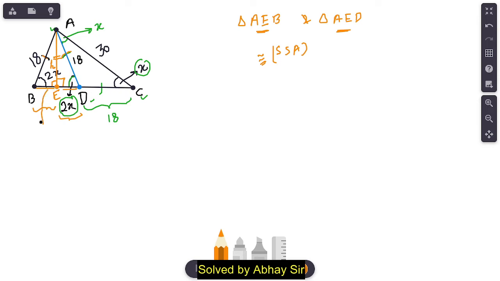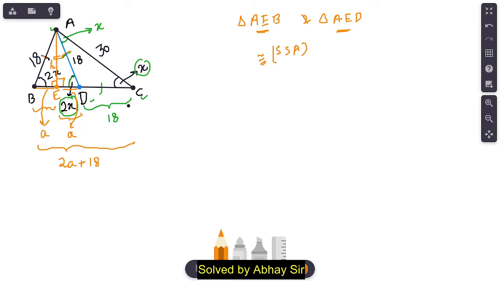So let this side be equal to a. This side will automatically be equal to a. So the complete base length is 2a plus 18. It's very simple. We know that in an isosceles triangle, a perpendicular drawn to the non-equal side divides the triangle into two congruent parts. So we have done that.